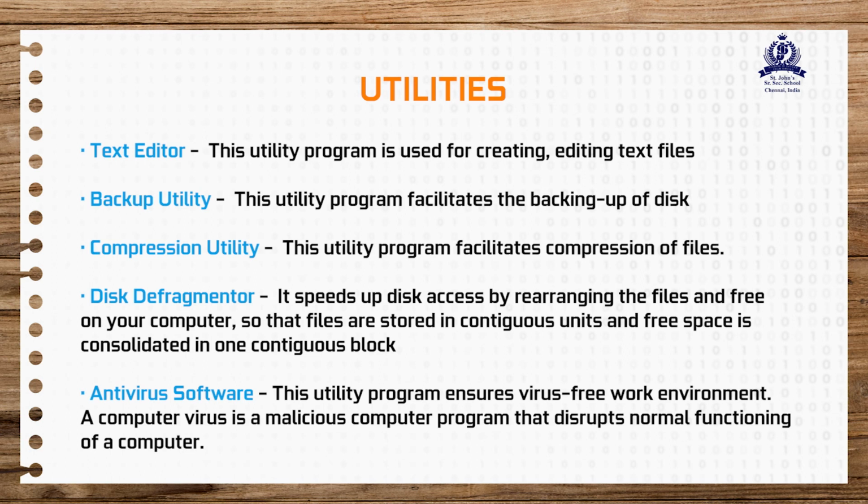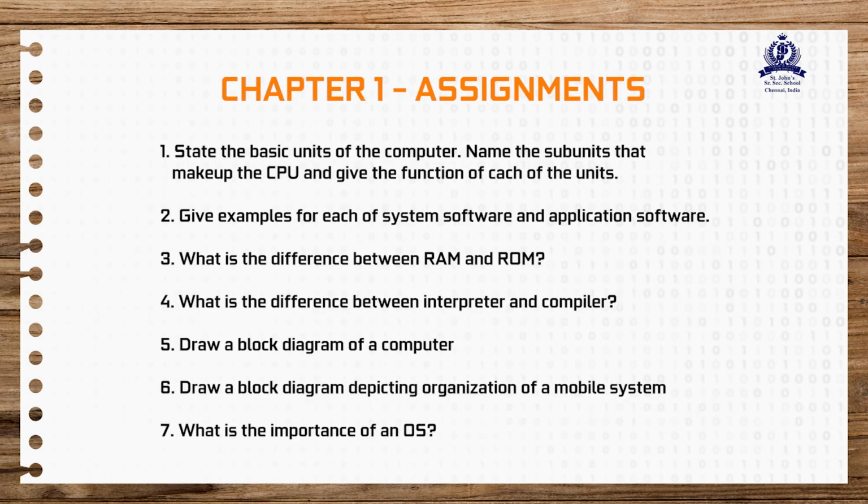Finally, today we discussed software. Software is of three different types: application software, system software, and utilities. So that's all in chapter 1. Go through the entire slides once again, and I have given some assignments. All these assignments are based on the above topics only. So go through it and do these assignments.